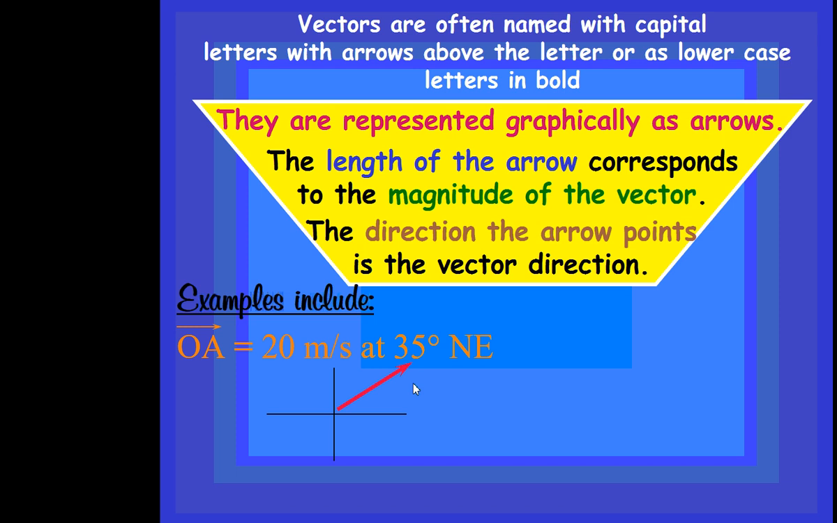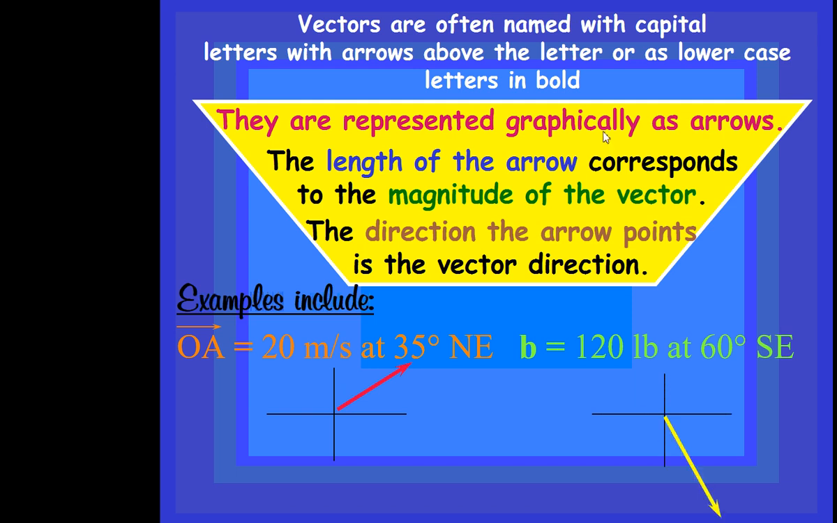We've got north, east, south, west. So northeast is in between north and east. And this one would be 35 degrees northeast, meaning starting at north, you rotate 35 degrees in an easterly direction. So 35 degrees here, not here. 35 degrees in here if you want to mark that in.